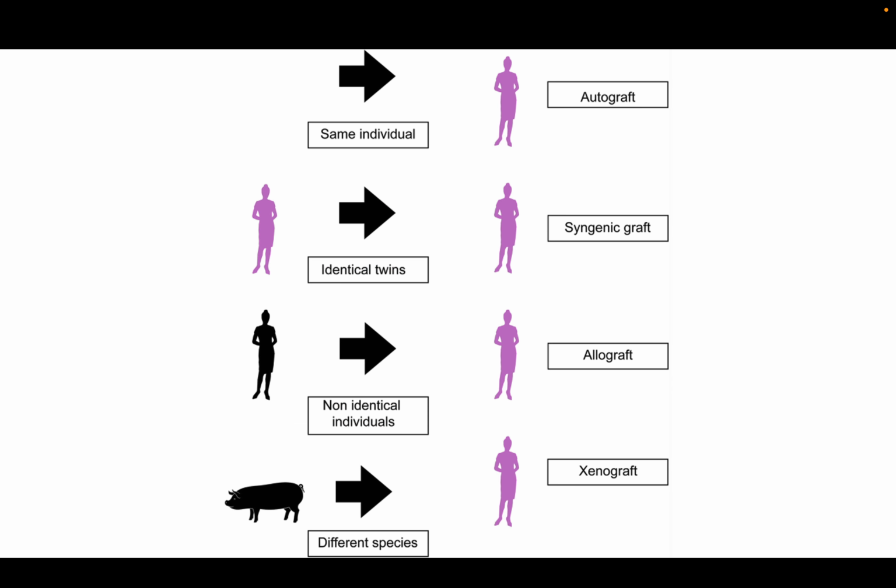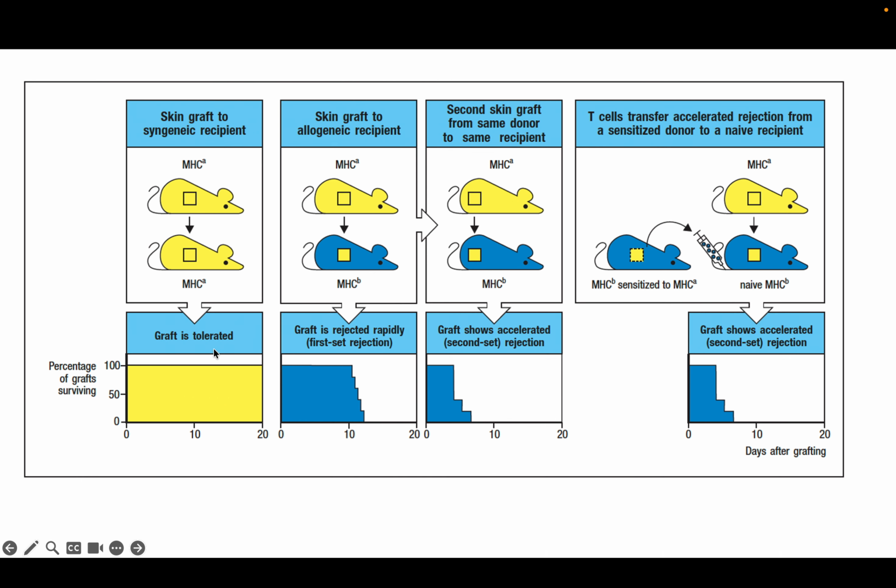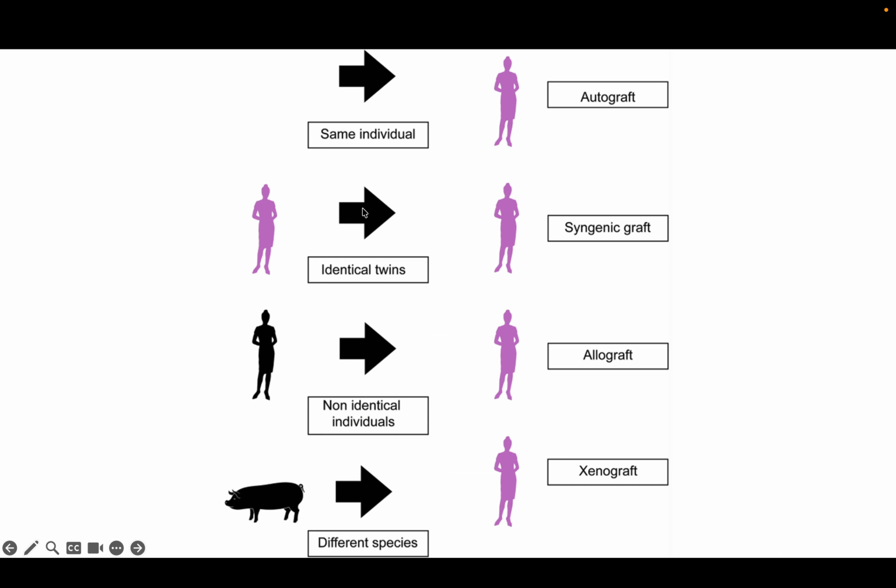And this is what you see in real life scenarios in general. If you take a piece of your skin coming from your legs and you put it on your forehead, this is called autograft. Coming from the same individual, you actually have 100% graft. It's able to be tolerated. If you have identical twins, this is syngenic, meaning that they are different human beings, but genetically the same.